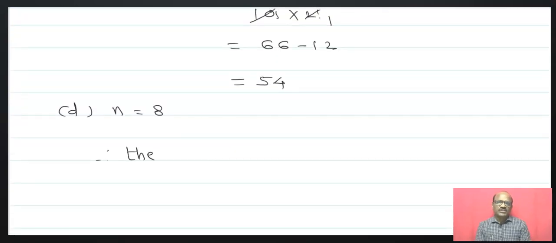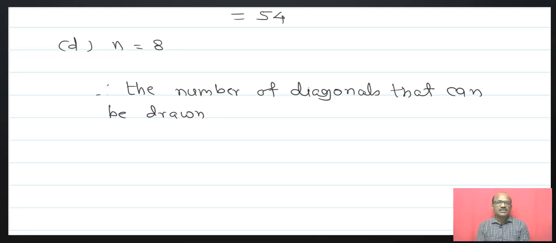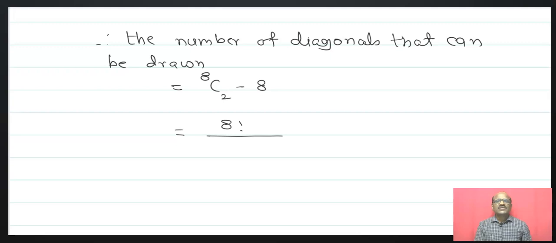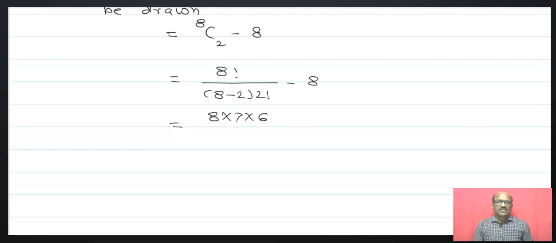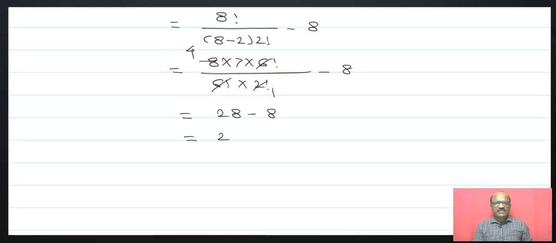Now again, this is a polygon with n equal to 8 sides. Therefore, there are n points. Therefore, the number of diagonals that can be drawn is nC2 minus n, that is 8C2 minus 8. You can perform that. Now 8 into 7 into 6 factorial upon 6 factorial into 2 factorial, you will get 28 minus 8, and that is equal to 20 diagonals that can be drawn.